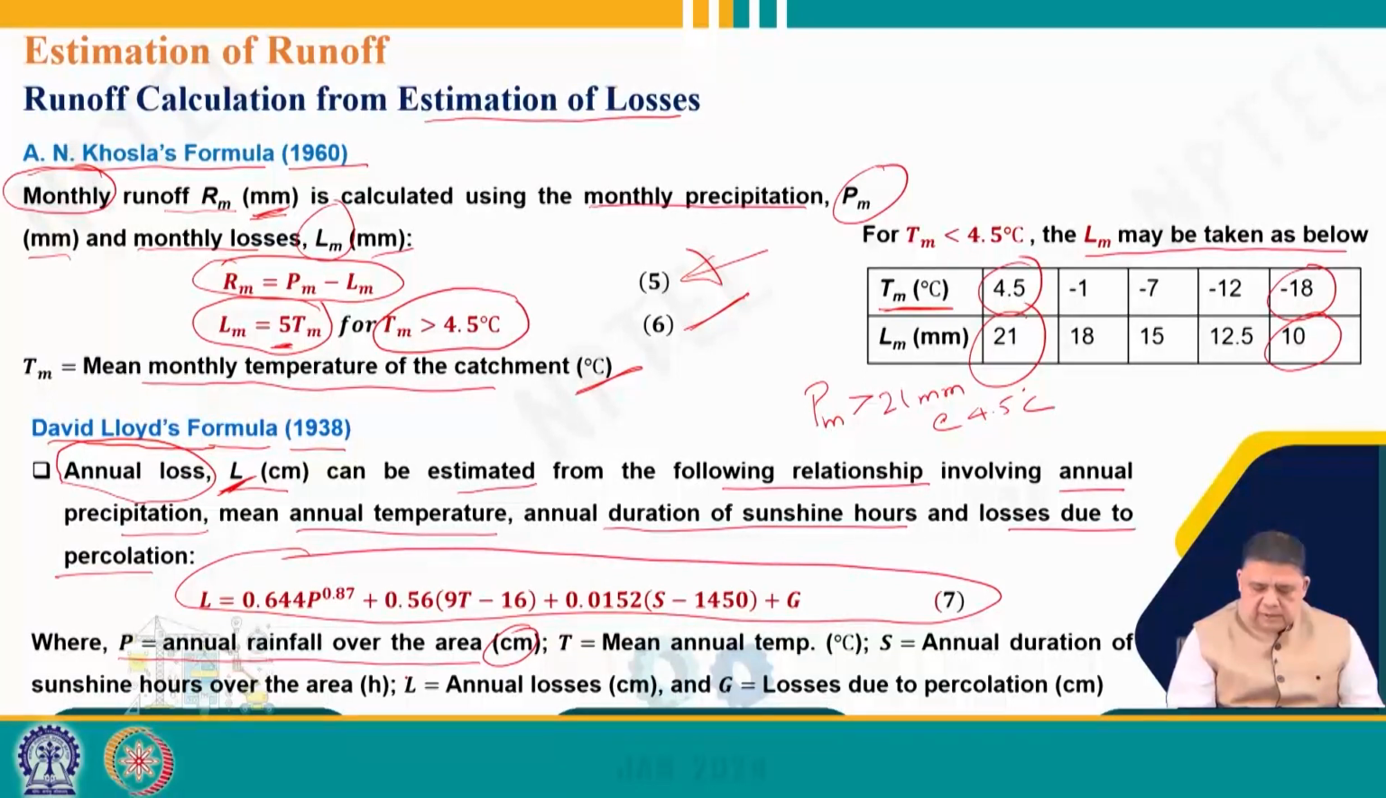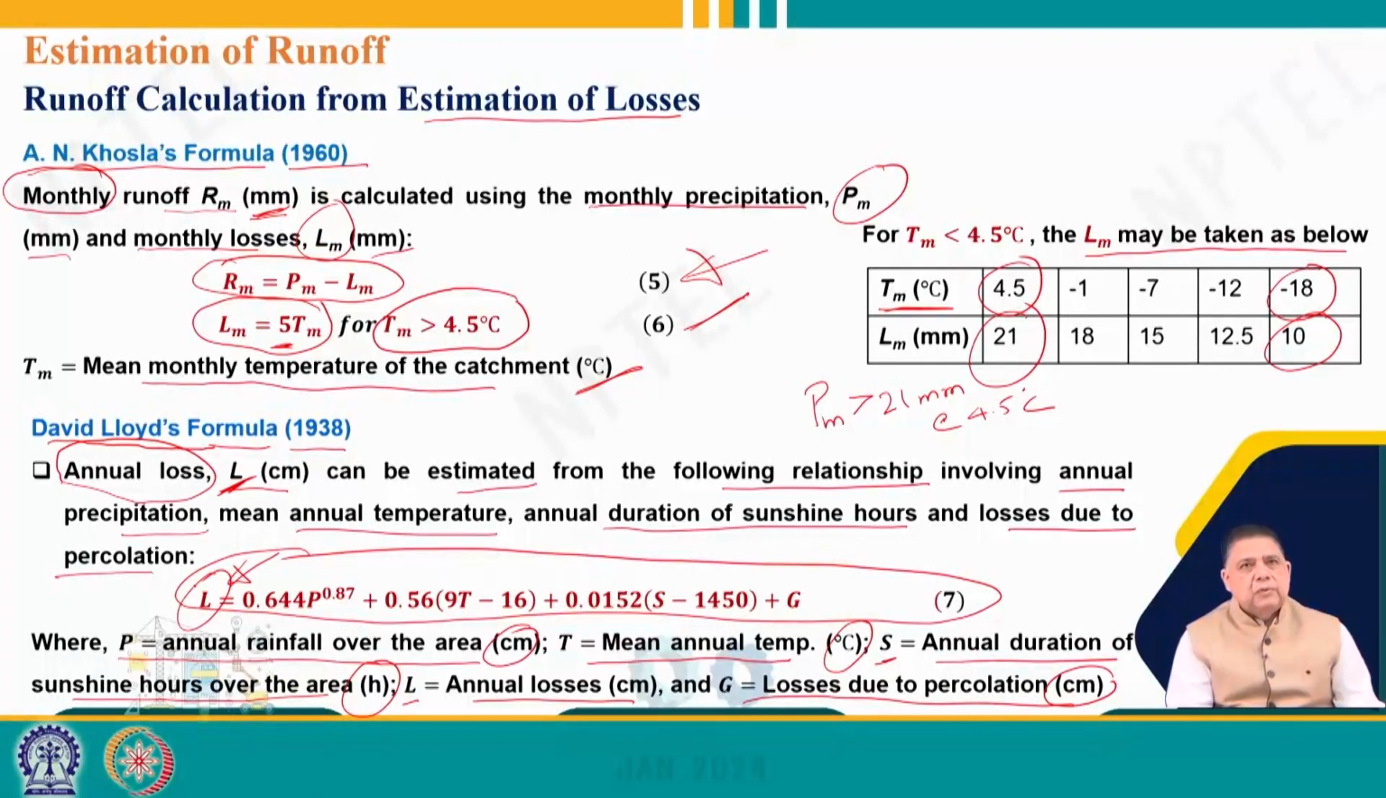P is the annual rainfall over the area in centimeters, T is the mean annual temperature in degrees C, and S is the annual duration of sunshine hours over the area in hours. Knowing the latitude and longitude, you can find out the value of S. L is the annual loss which we are calculating here in centimeters, and G is the loss due to percolation in centimeters. So if we know the temperature, annual duration of sunshine hours, losses due to percolation and also precipitation, we can estimate the loss.